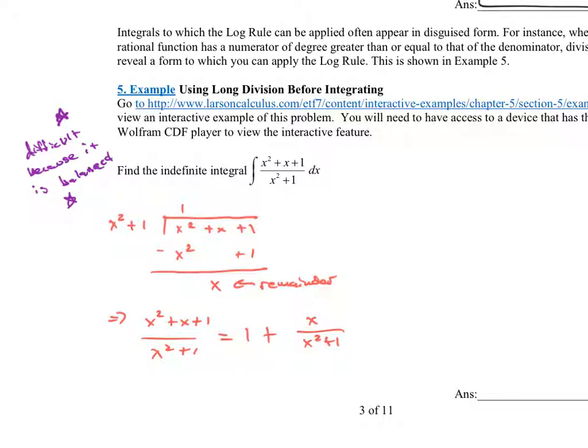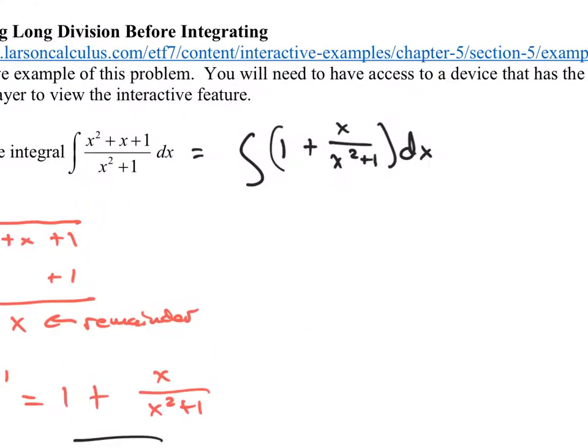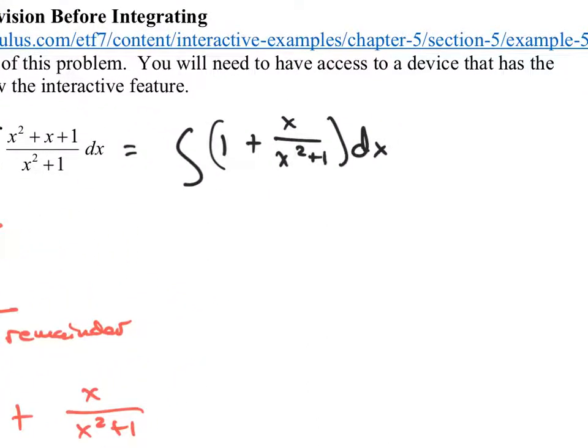Okay, so remember, what goes on top here is your remainder, what goes on the bottom here is your divisor. So it's your quotient, which was 1, plus the remainder over the divisor. That's how long division worked. So the idea then is, instead of integrating this one, you're going to integrate what we just got here, the long division, which was the quotient, 1, plus the remainder, which was x, over the divisor, which was x squared plus 1. Now all of this is with respect to x. Now this is something that is a lot simpler to integrate.